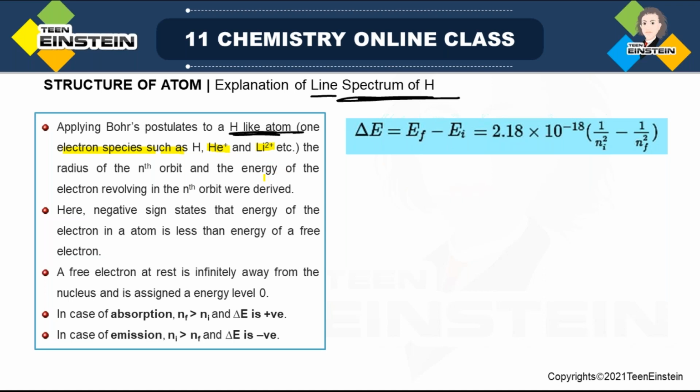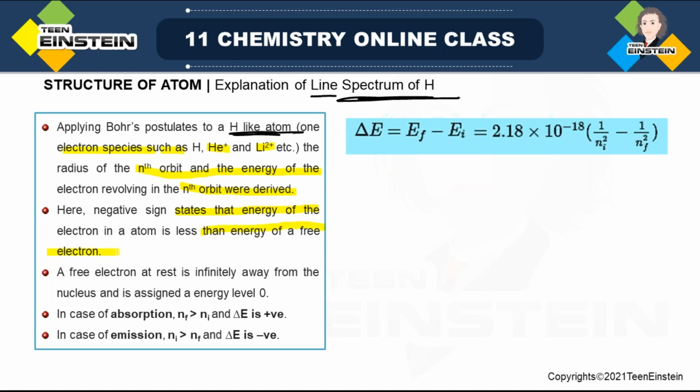Remember the problem we have just solved. Here we have used these two species. These two are also hydrogen-like species because they have lost electrons: one for helium and two for lithium. That is why they are also hydrogen-like systems. Applying Bohr postulates to a hydrogen-like system, we have already seen the radius of the nth orbit and the energy of the electron revolving in the nth orbit. Remember the formulas? Now there is a negative sign in the energy. The significance of this negative sign is that the energy of an electron in an atom is less than the energy of a free electron.